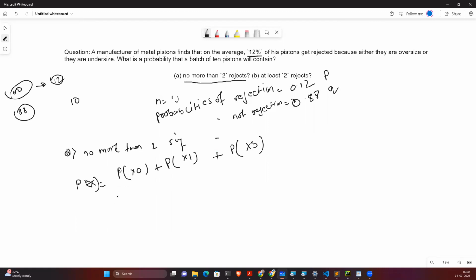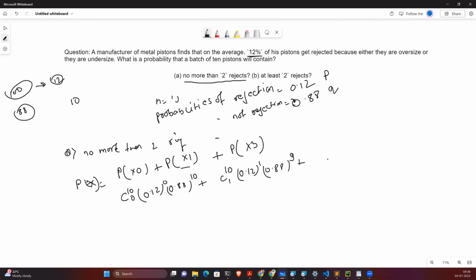Yes, sir. Now you guys are well known. C(10, 0), and the probability is 0.12 to the power 0, and q is 0.88 to the power 10, plus similarly for 1 you can calculate C(10, 1) 0.12 to the power 1, 0.88 to the power 9.